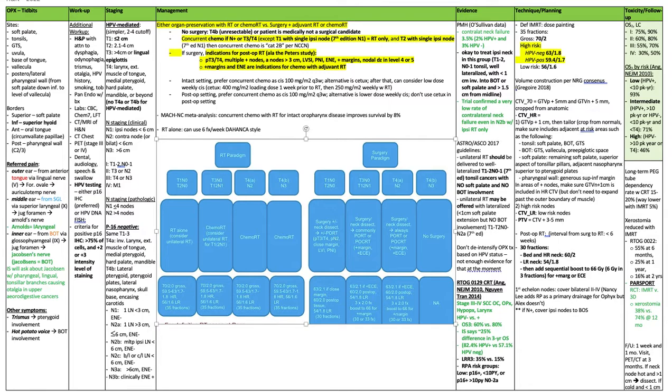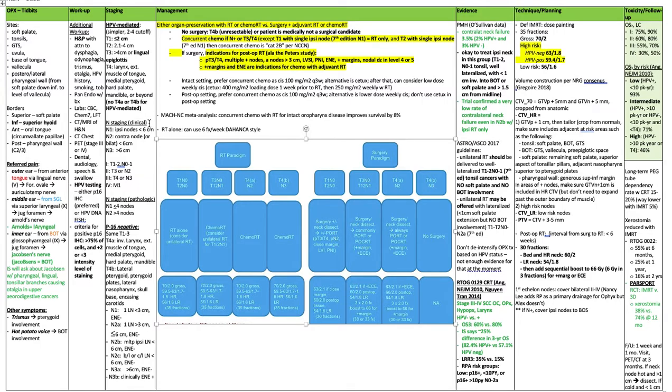There's a 2 to 4 cutoff. T1 is less than or equal to 2 centimeters. T2, 2.1 to 4 centimeters. T3, greater than 4 centimeters or lingual epiglottis. T4 is larynx, extrinsic muscles of the tongue, medial pterygoids, hard palate, mandible, or beyond. There is no T4A or T4B for HPV-mediated tumors.